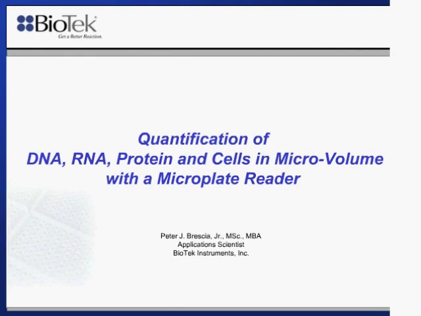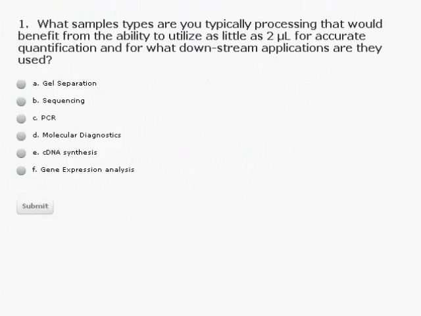So the question is, what sample types are you typically processing that would benefit from the ability to utilize as little as 2 microliters for accurate quantification, and for what downstream applications are they used for? A, gel separation, B, sequencing, C, PCR, D, molecular diagnostics, E, cDNA synthesis, F, gene expression analysis. I'll give you a moment to answer the question.